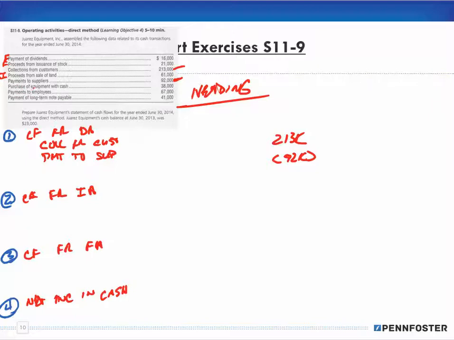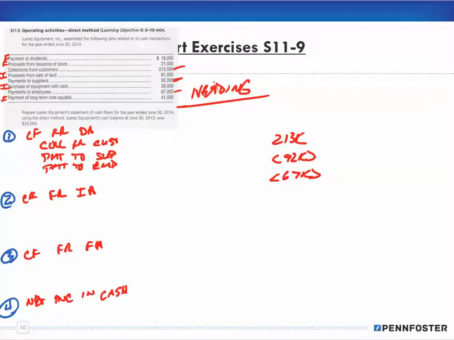Purchase of equipment with cash. Okay, I'm buying equipment. That is an investing activity. Payments to employees. Okay, that is an operating activity for 67,000. Payment to employees for 67,000. Okay, that's money going out, so it's a negative. Then payment of long-term note payable. That is a financing activity.